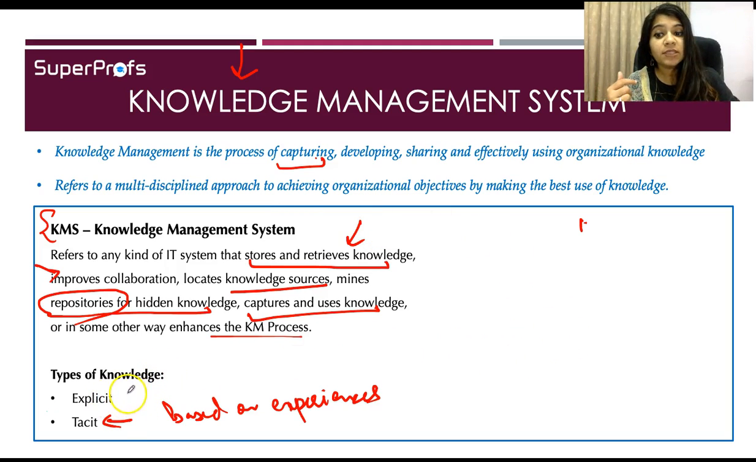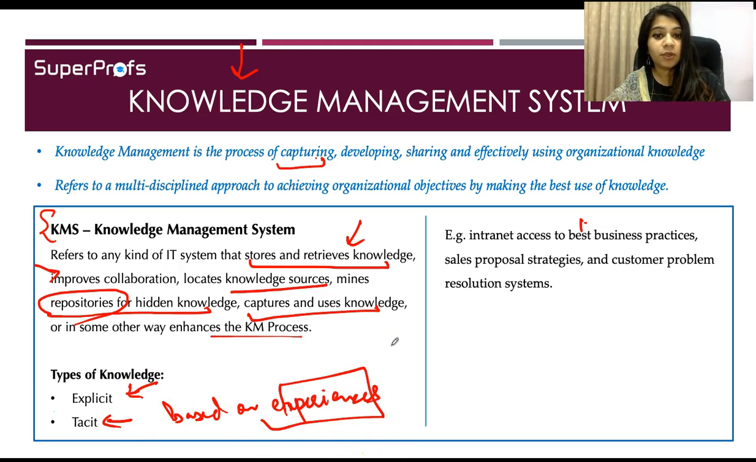Explicit is something that is stated, which is obvious, which you have read or have been told. Tacit is something which is based on experiences. Now, an example of KMS would be the intranet access to best business practices, sales proposal strategies, or customer problem resolution systems. These intranets are a key feature of big organizations.